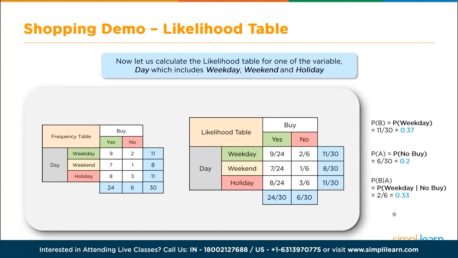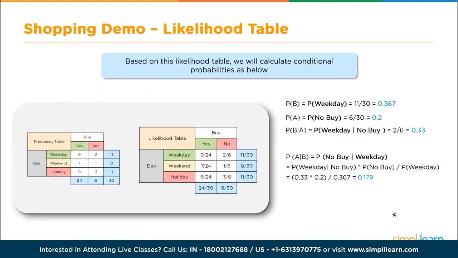Let's take a look at this at different probabilities, and based on this likelihood table, let's go ahead and calculate conditional probabilities as below. The first 3 we just did. The probability of making a purchase on the weekday is 11 out of 30, or roughly 36 or 37%, 0.367. The probability of not making a purchase at all, doesn't matter what day of the week, is roughly 0.2 or 20%.